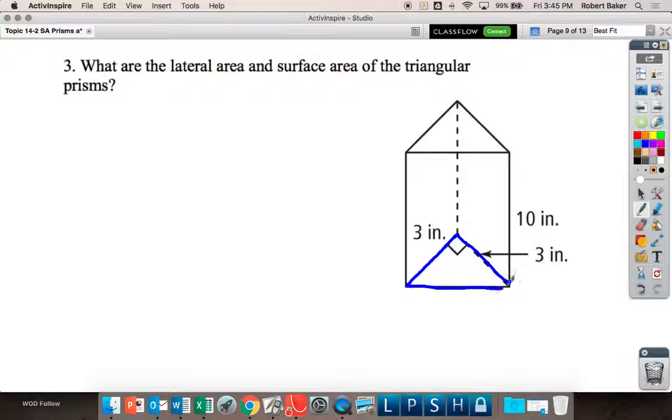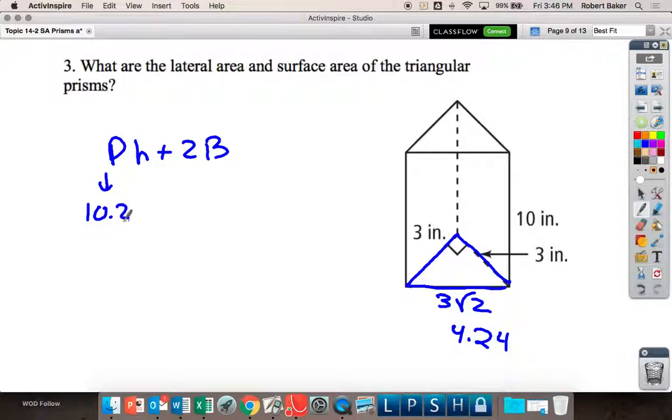So how do we find this length? 2 ways to do it. A squared plus B squared equals C squared, or multiply it by the square root of 2. It's 4.24, sorry. So either way, now we have enough information to find the perimeter of the base. 3 plus 3 plus 4.24. The perimeter of the base is, I'm just going to call it 10.2.